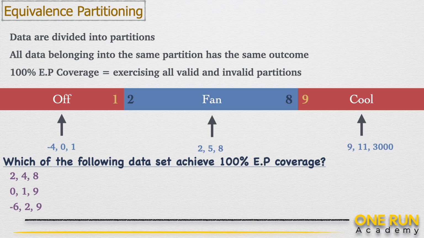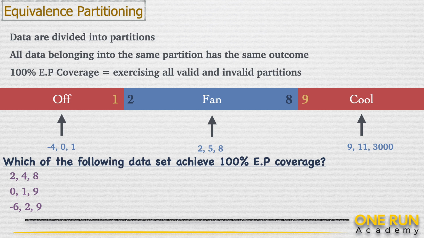Alright, so let's take a look at the first option. 2, 4, and 8 all belong to the fan partition. This means that off and cooling partitions are not covered. So this option provides just 33% coverage. For the second option, the values 0 and 1 belong to the off partition. The value 9 belongs to the cool partition, while the fan partition remains unverified by any value. So this option provides 66% coverage.